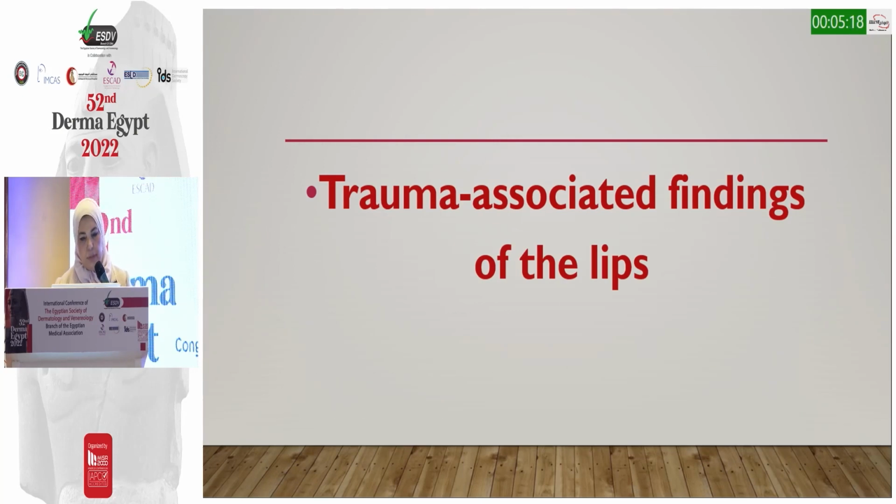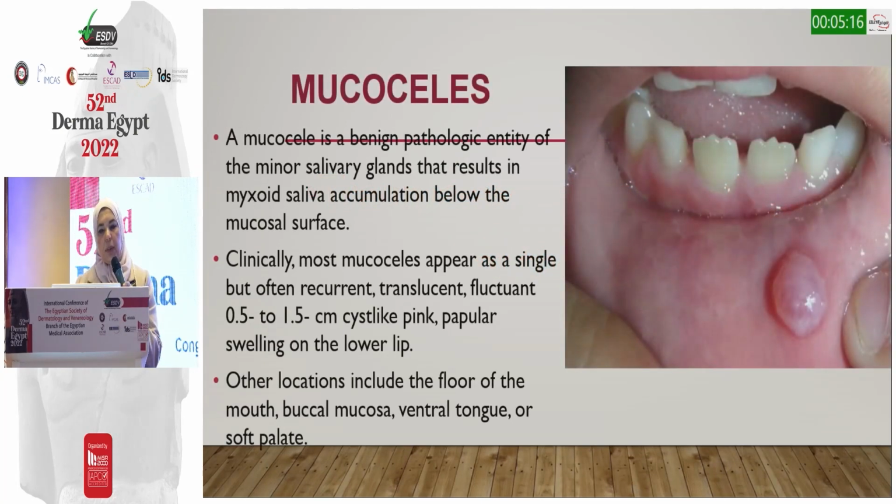Trauma-associated findings of the lips. A mucocele is a benign pathologic entity of the minor salivary glands that results in myxoid saliva accumulation below the mucosal surface. احنا عارفين ان salivary glands are three types. Mucous salivary glands are present in the inner surface of the lips and cheeks. الميكسد اللي هي بتكون موجودة في السابلينجوال salivary glands والووتري saliva بتكون موجودة في الباروتيد gland.